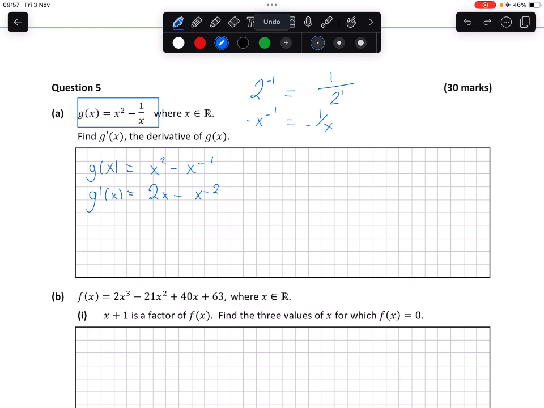is going to be 2x plus x to the negative 2, and if we rewrite this again, we have 2x plus 1 over x squared, because again, whatever the negative power is, that's what power we raise the bottom number to.